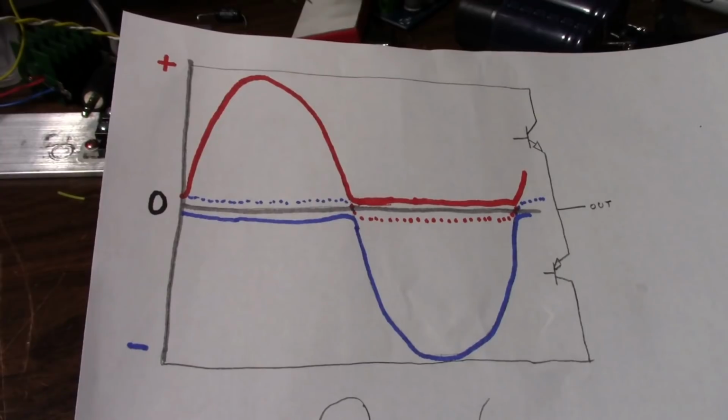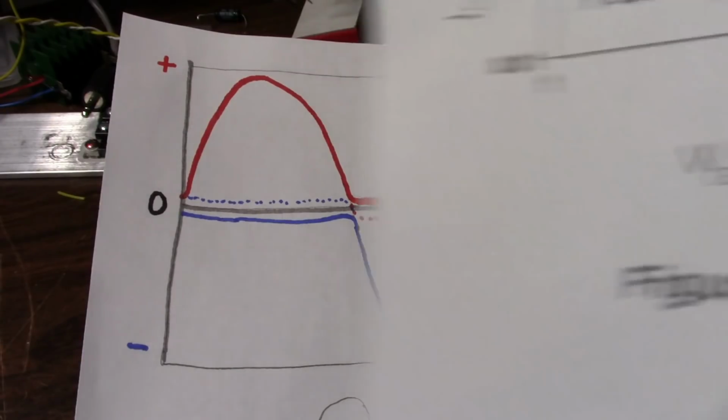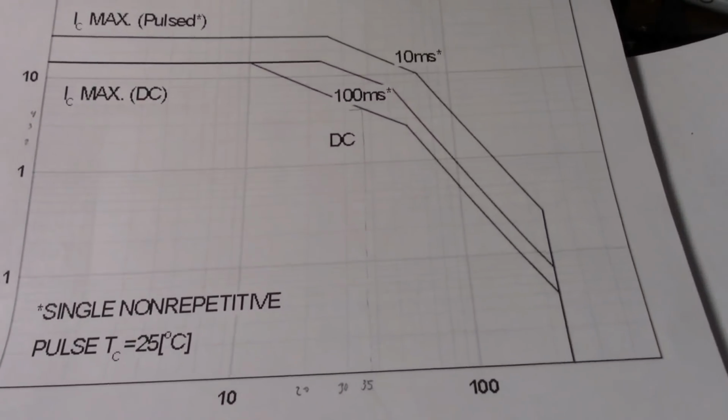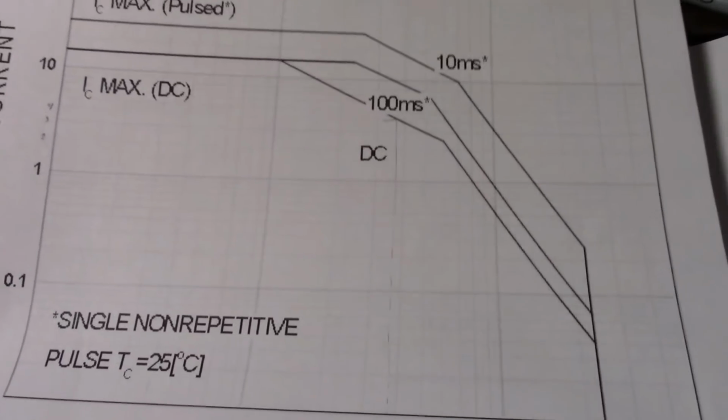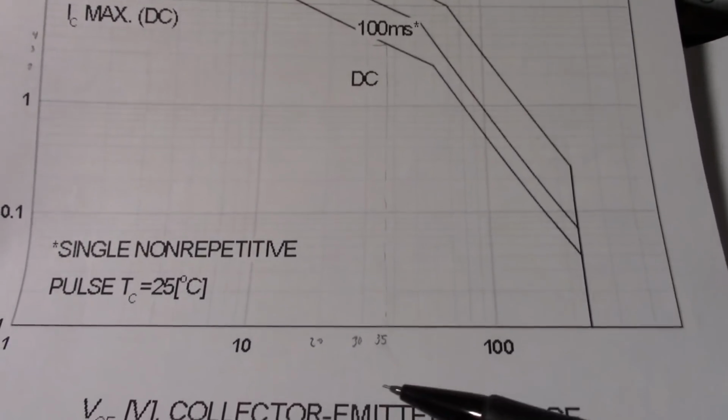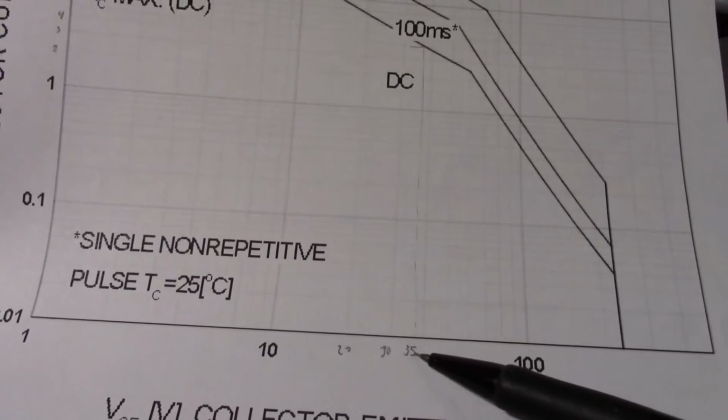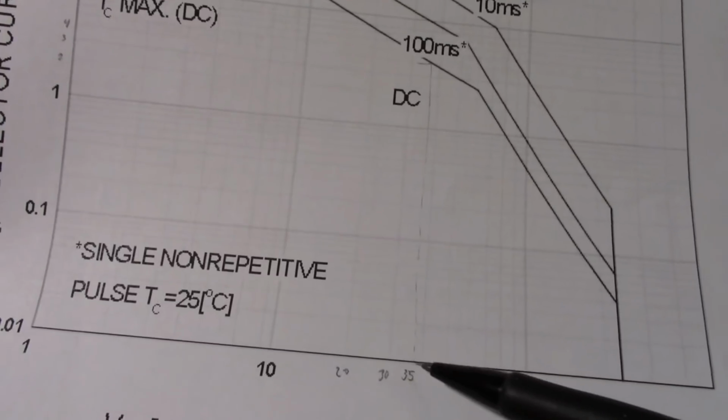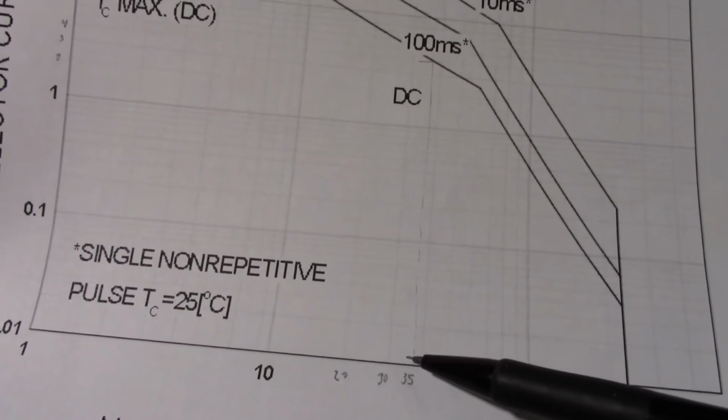4.4 times 70, which is the total voltage across the rails, that's 308 watts, or about 154 watts per transistor. That's already outside the transistor's safe operating limits. If I show you this safe operating curve here, this is for a 2SC5200 output transistor. And 35 volts, this is logarithmic, so 35 would be around this point.